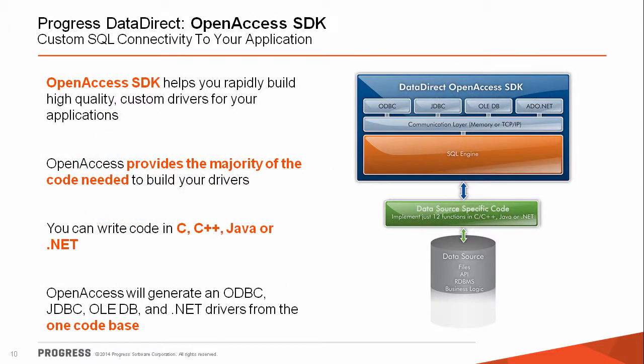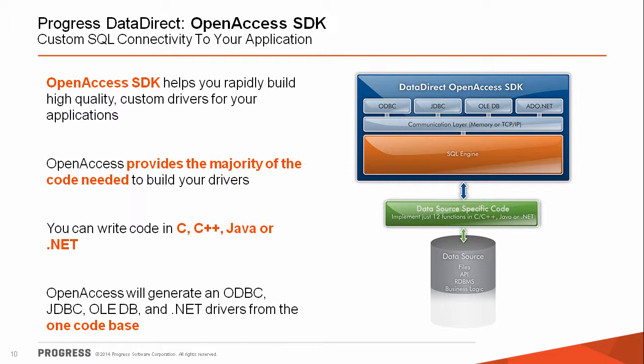And so what I want to introduce you to today is called the Progress DataDirect Open Access SDK. This will allow you to build custom SQL connectivity to your application. And so what the Open Access SDK really does is help you rapidly build high quality, high performance custom drivers for your application. Open Access, of course, provides the majority of the code you need to build that. You just need to fill in some pieces of the template. You can do that in C, C++, Java, or .NET as well. And Dennis will actually show you some nice shortcuts along the way here in a second.